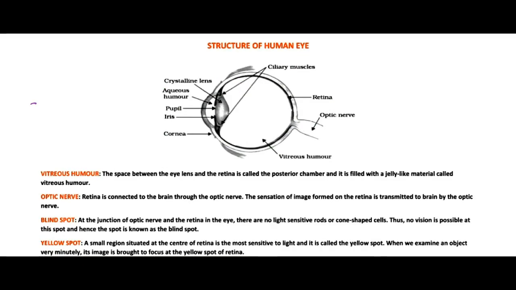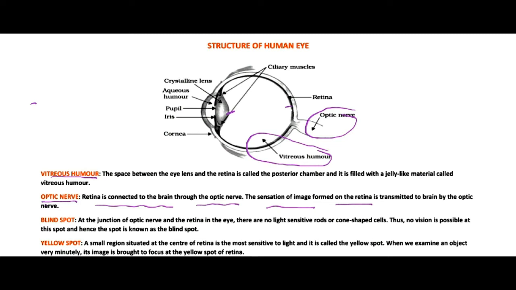The next part of human eye is vitreous humor. Now what is vitreous humor? The space between the eye lens and the retina is filled with a jelly-like substance which is responsible to maintain the shape of the eyeball. Next is optic nerve. Retina is connected to the brain through these optic nerves. The sensation of image formed on retina is transmitted to the brain with the help of this optic nerve.